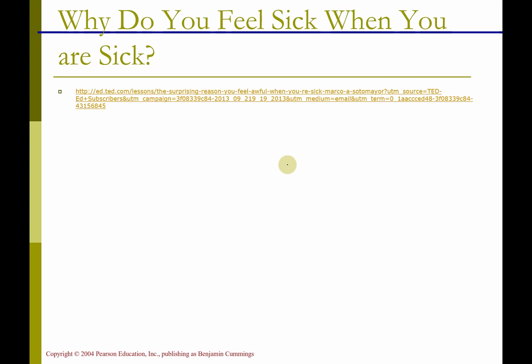What makes you feel sick? And you might be surprised to see that it's not the pathogen, it's your immune system response to the pathogen.